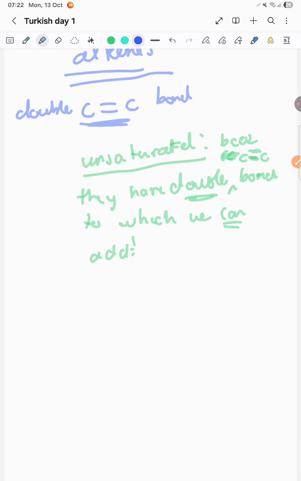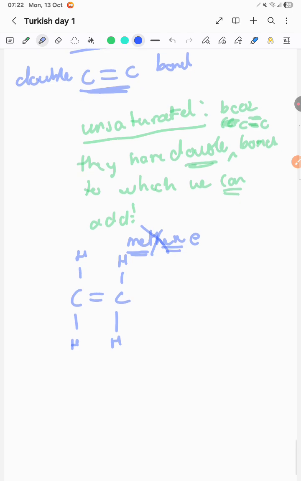All right, so the first alkene you'll note is there's no methene. That does not exist because methane would imply there's one carbon, but the smallest you need for an alkene is a double carbon to carbon bond. The smallest you need is a double carbon to carbon bond, isn't it? So ethene is the simplest one.